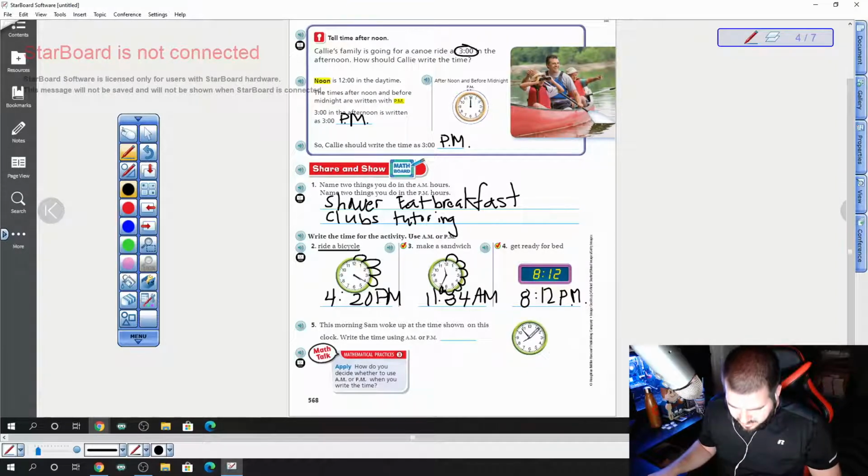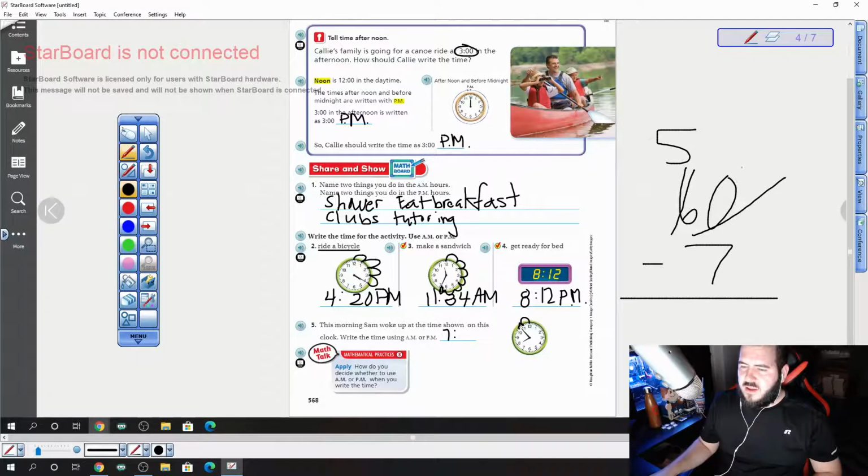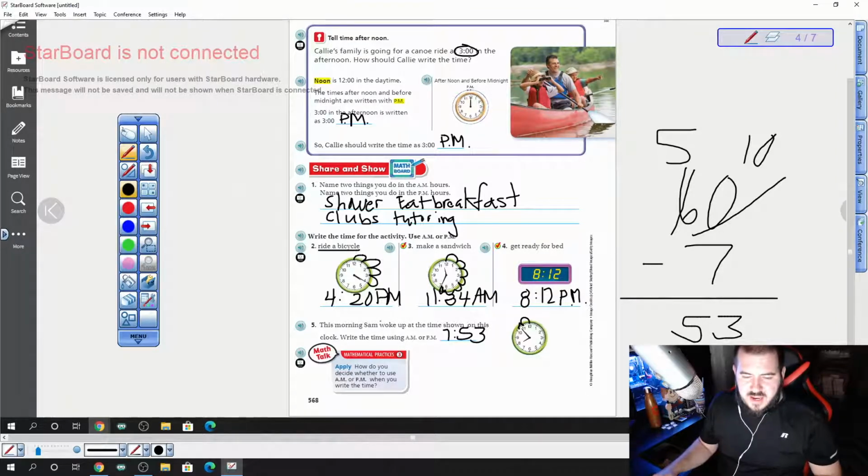So again, hour hand. Almost to the 8, but I noticed, remember, this minute hand is really close to the 12, so it's not to the 8 yet, so it's going to be 7. And this is a good one to count backwards, so I'm going to go 5. And then count by ones, 6, 7. So 60 minus 7 gives me 53. This is going to be 7:53. And it's morning, so I know morning is AM.